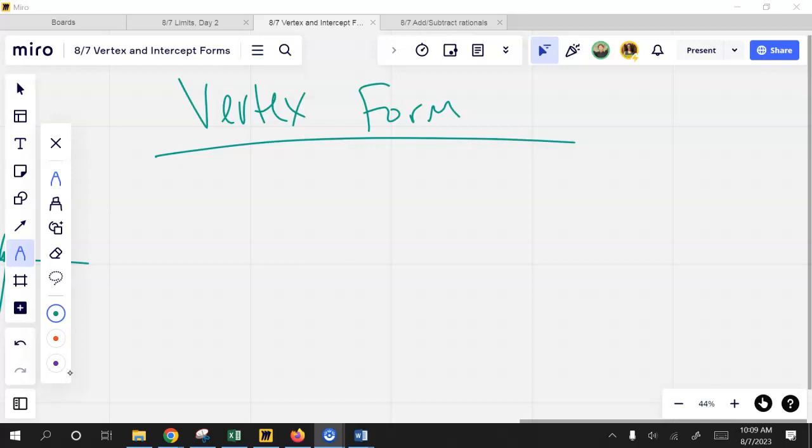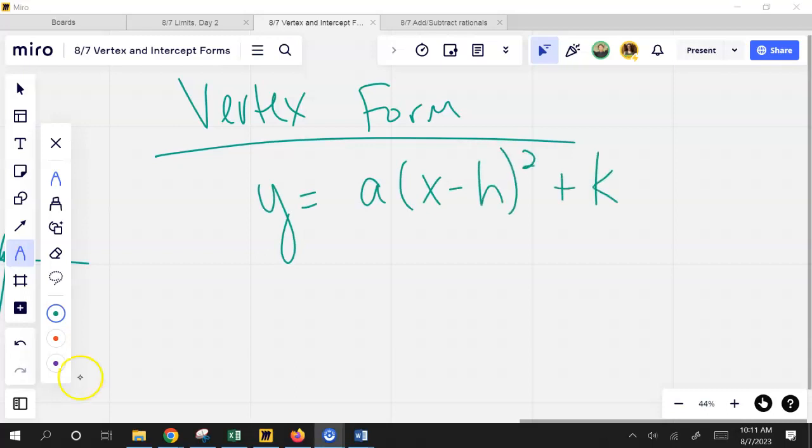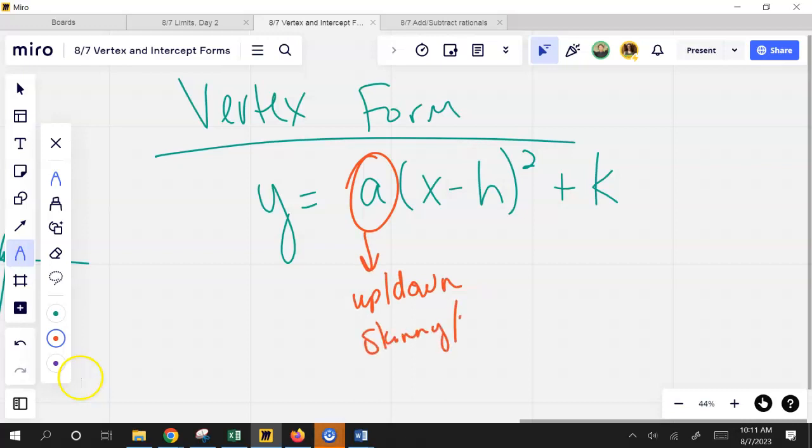So vertex form is going to look like this. In all three of these forms, the A does exactly the same thing. It tells us up or down. It tells us skinny or wide. I'm not going to go through all of that because we did that on Friday. Remember, positives up, negatives down. The bigger A gets, the skinnier the graph gets, the smaller, the wider, right?